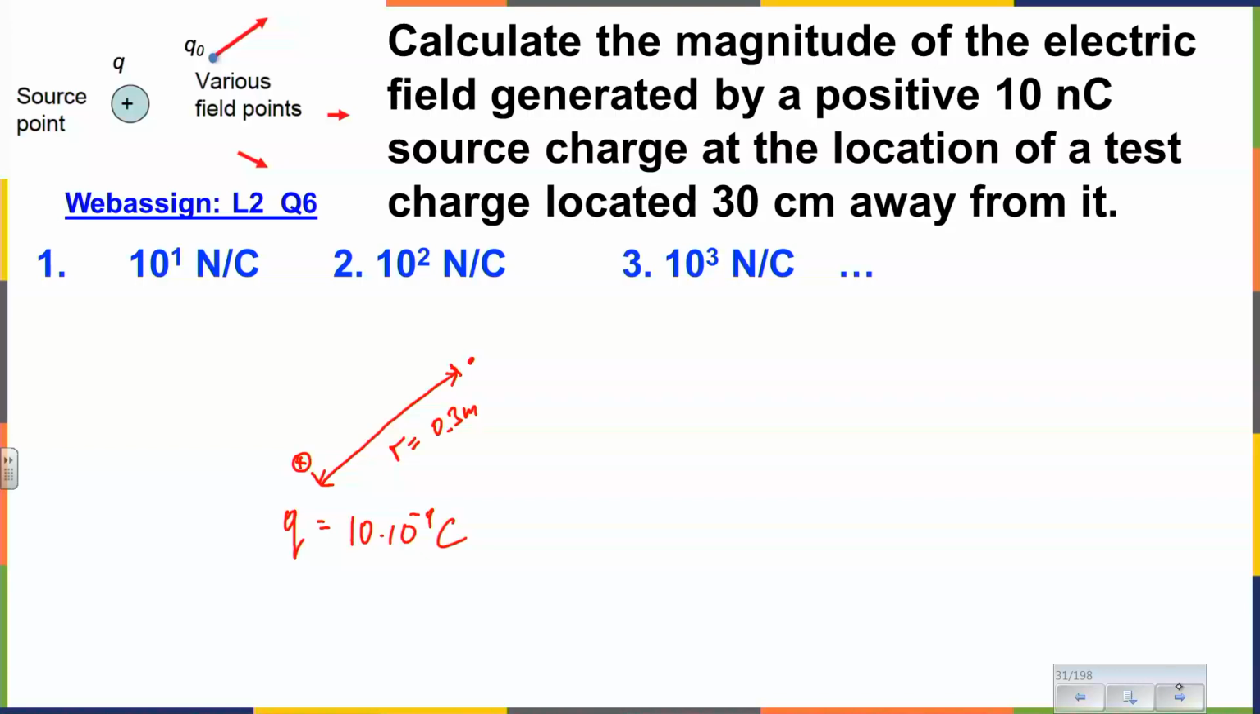Now, what would be the easiest, the most convenient test charge? We can choose it because there is no information. So what is the easiest, the most convenient value for a test charge? What do you think? Yes? 1 coulomb. According to a definition, electric field strength is equal to the magnitude of a force acting on a 1 coulomb test charge. So how do we calculate it?